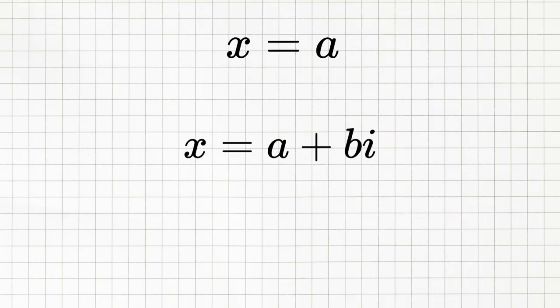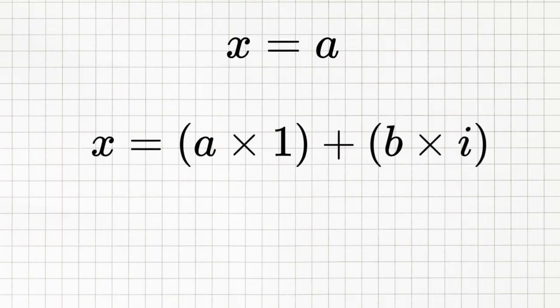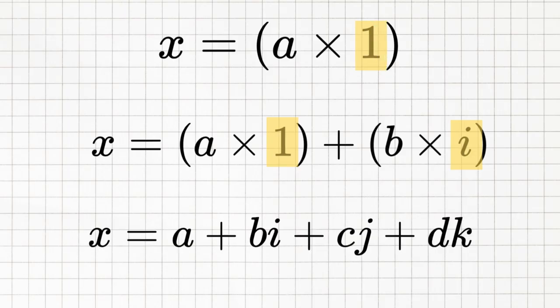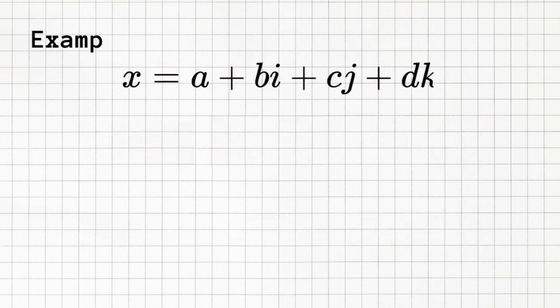Well, the two parts of complex numbers can be thought of as a real number times a real unit, 1, and a real number times the imaginary unit, i. From this, real numbers can also be thought of as a real number times a real unit, 1. Extending this, we can arrive at hypercomplex numbers, which have more than one imaginary unit. To visualize this, let's look at an example for quaternions.